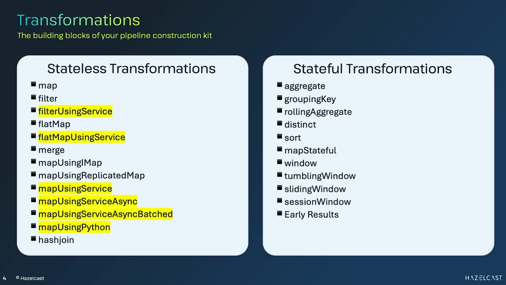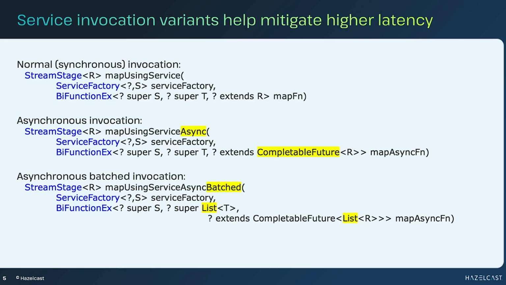And I want to call out in particular these three variations of the basic service invocation: map using service, map using service async, and map using service async batched. And we're going to look at how these give us power and flexibility in how we interact with our services. So here are the method signatures of the three invocation variations we mentioned. The first case is a synchronous invocation. We're going to call our service and block until it returns.